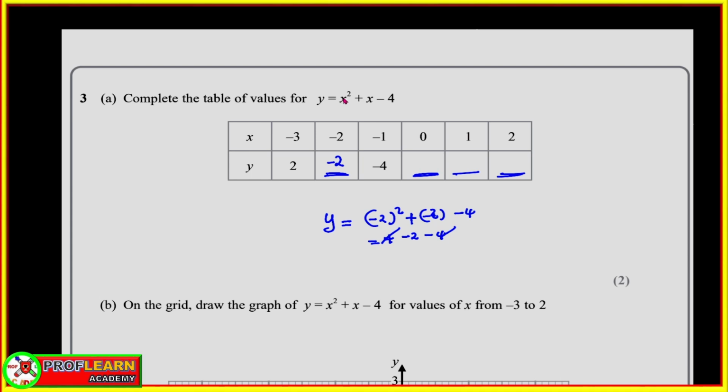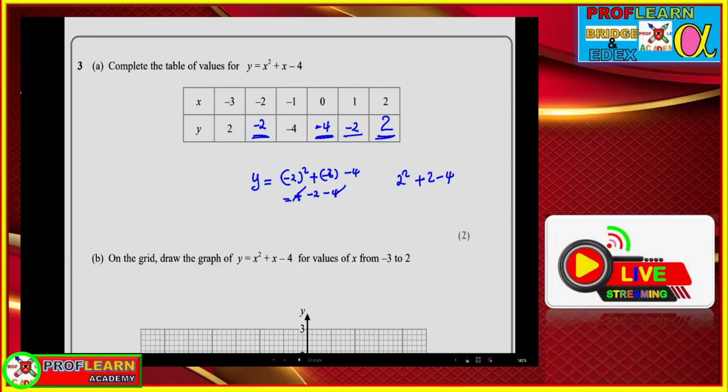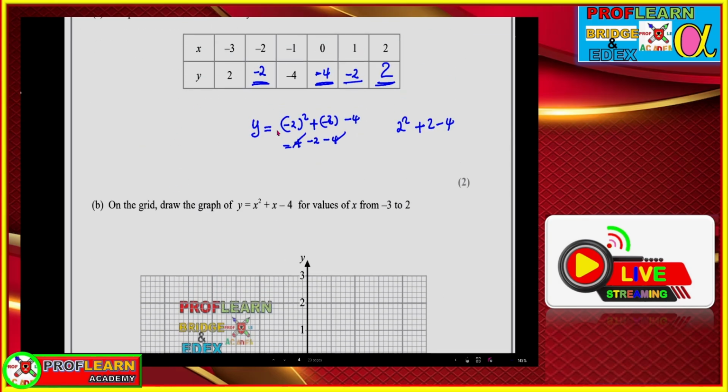When x is 0, it will be 0 plus 0 minus 4, that will be -4 here. And when x is 1, it will be 1 plus 1, which will be 2, minus 4, and that will be -2 there. And this is going to be 2 squared, 4, plus 2 minus 4, and the answer is going to be +2. So you have to ensure, guys, that you substitute the values into the quadratic that is given, so that you can complete the table properly. And the next step is to plot the points.